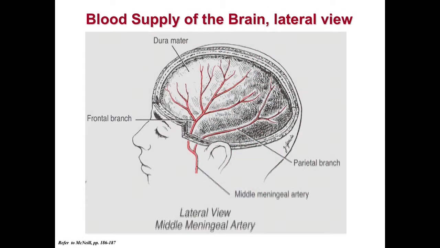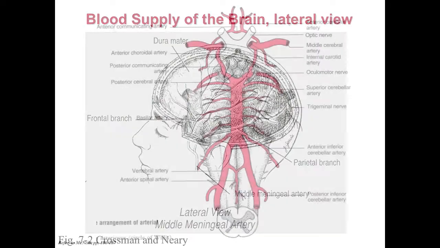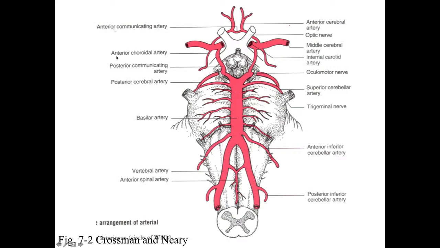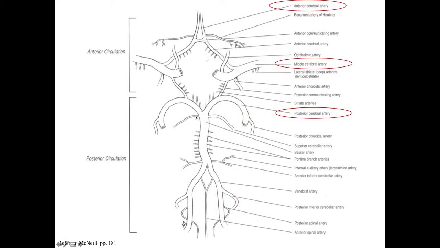So what we have then is a depiction of these things all laid out here. Just a nicer perspective of it that gives you a picture of where this is and links it to our Crossman and Neary book that we have.